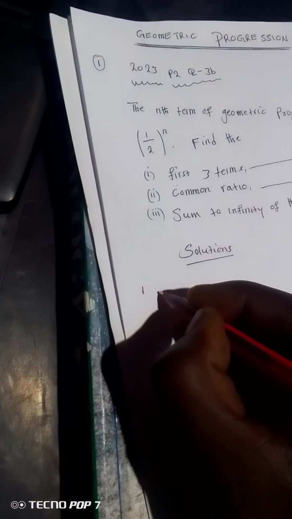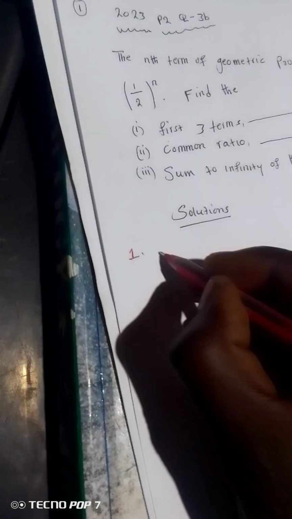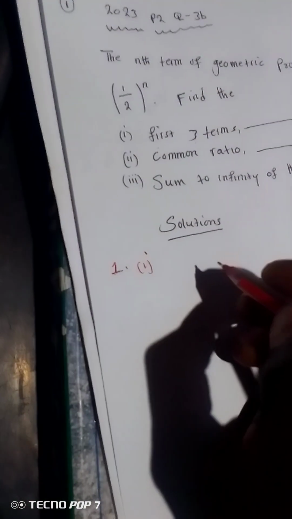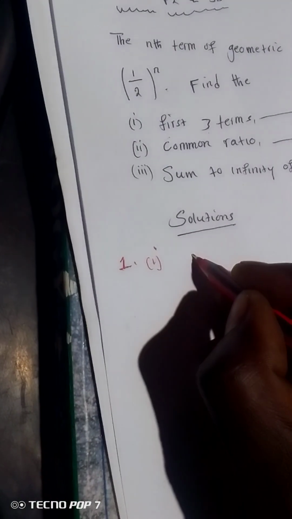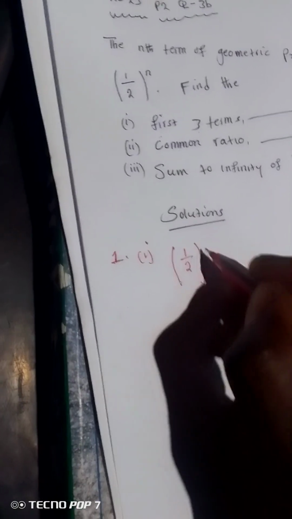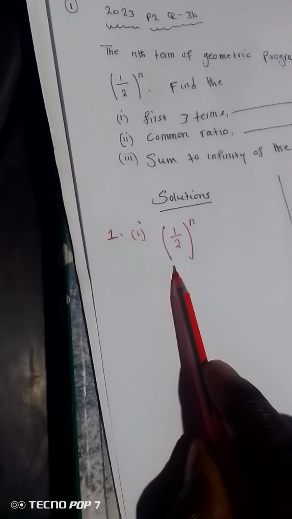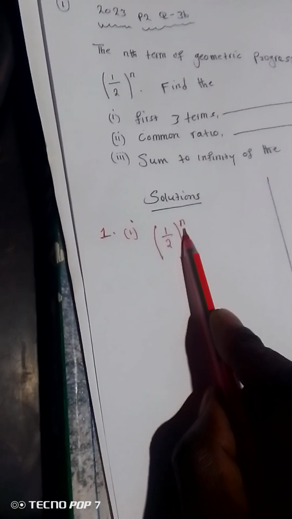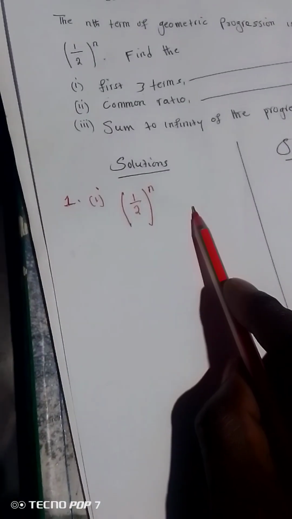same formula. This is question 1, Roman numeral 1. To find the first 3 terms, we are going to use the same formula that we have been given, 1 over 2 to the power n. Now, this formula has a power of n. They are telling us to find 3 terms, meaning term 1, term 2, term 3, term 4, term 5, term 6, just like that.